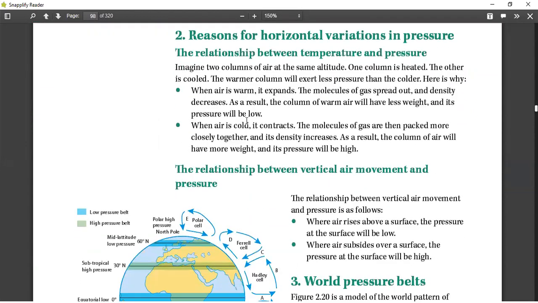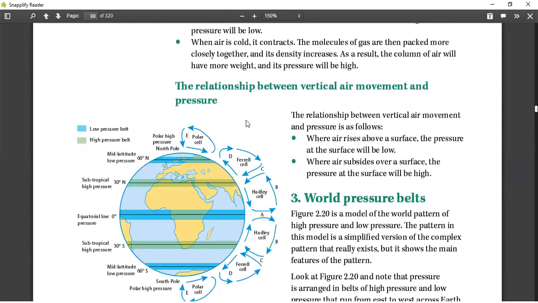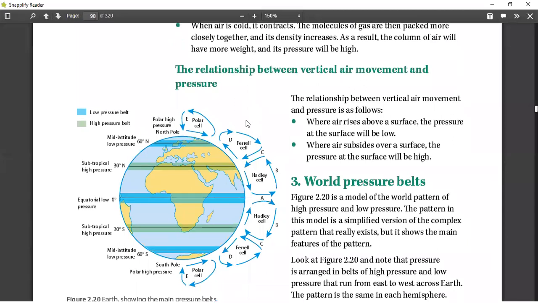All right, horizontal variations. All right, let's talk about the relationship between vertical air movement and pressure. So we're talking about the three cells. The three cells that you have: the Ferrel, the Hadley, and the polar. Okay, so it's polar, Hadley, and Ferrel. Those are the three cells you have.